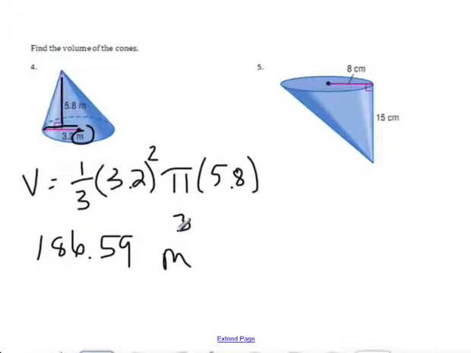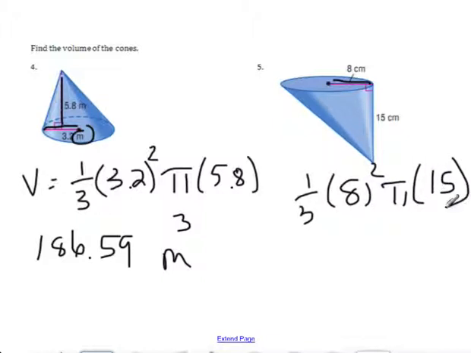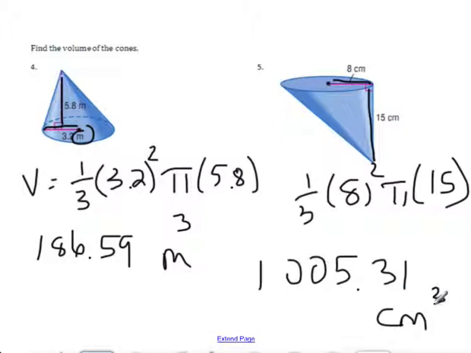Next, taking a look at number 5, I notice that my radius is 8, so it's 8 centimeters. So my volume is 1/3 times my radius squared times pi times the height. Now notice that this isn't the slant height. It's kind of a weird shaped cone, right? That is the actual height. That is how tall the cone is. So I can use 15 as the height. So I'm going to have 1/3 times 8 squared times pi times 15. And what I end up getting is 1,005.31. Now my label is centimeters, and because I'm talking about volume, I am going to cube it.